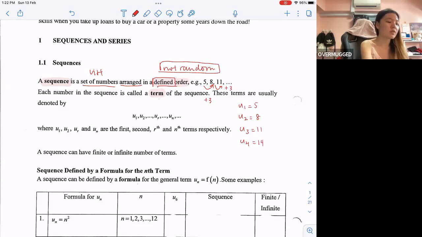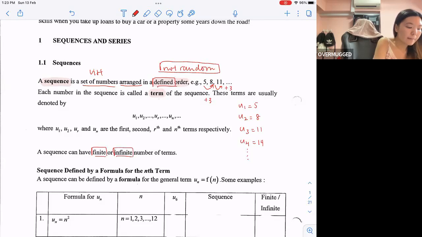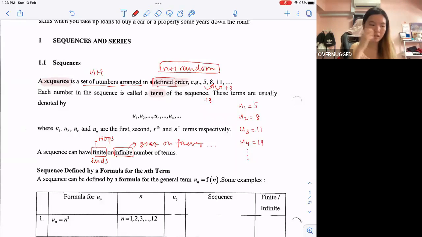Okay, so on and so forth. A sequence can have finite or infinite numbers. What does it mean? Finite means that it stops somewhere, there is an end to it. Infinite means infinity. It means that it goes on forever and ever and ever.